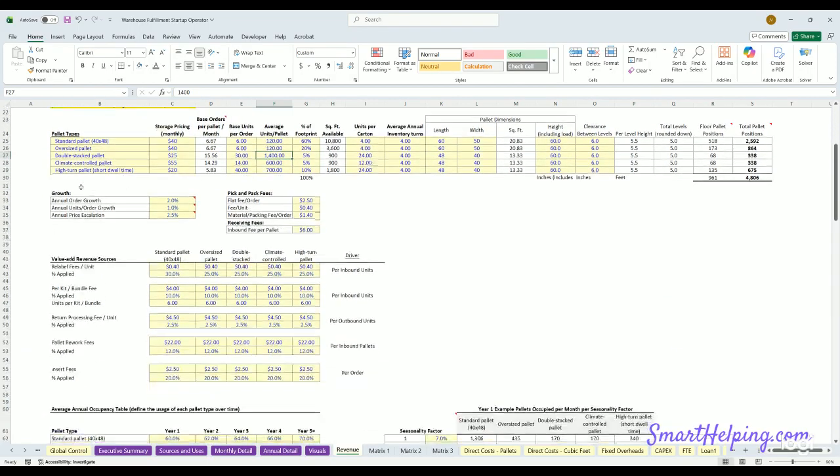Going down, we have growth. So just annual order growth, annual units per order growth, and price escalation. Price escalation applies to all of these different prices, and that's just like an inflation factor. Order growth and unit growth is just assuming, as you're operating for longer, you will be able to have more and more orders, and you're going to be more active. Your orders might have more units. So that's all that's happening here.